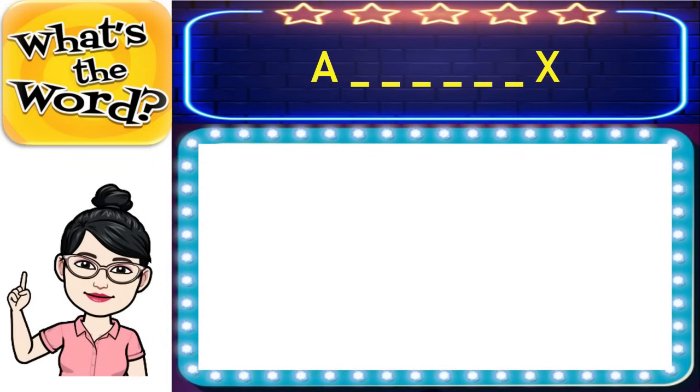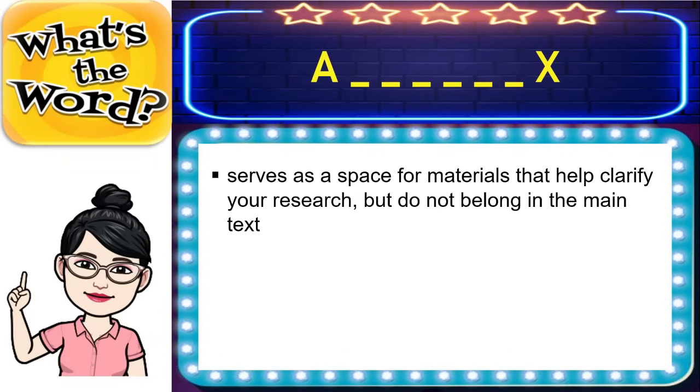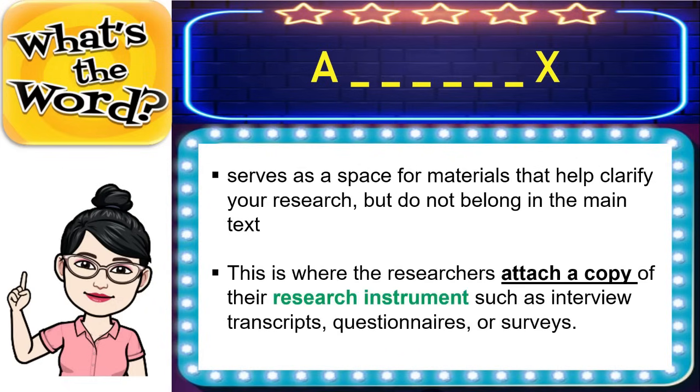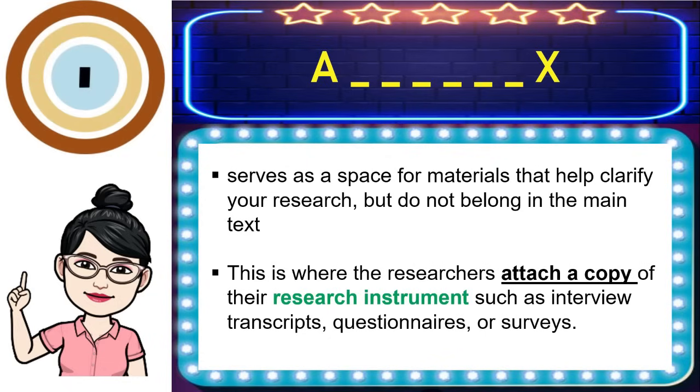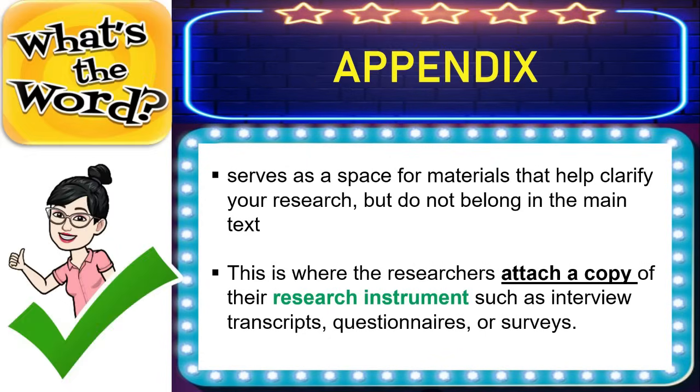And for the final word, it serves as a space for materials that help clarify your research, but do not belong in the main text. This is where the researchers attach a copy of their research instrument, such as interview transcripts, questionnaires, or surveys. The answer is appendix.